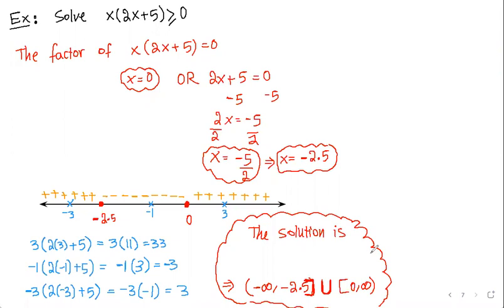I have a question. What was the U again? I forgot. It's like the end. It's like union. Oh, it's like and. We use it as the union here, it means and. From negative infinity to minus 2.5, and this interval from 0 to infinity.